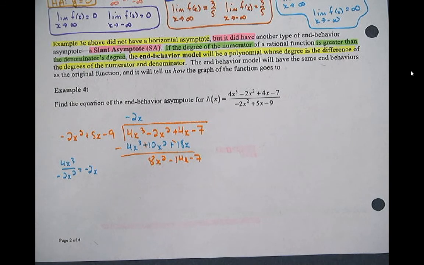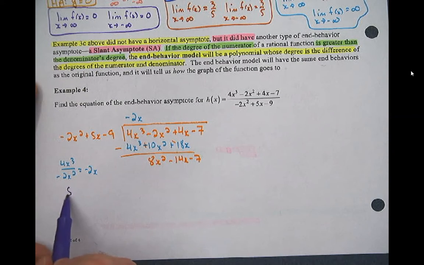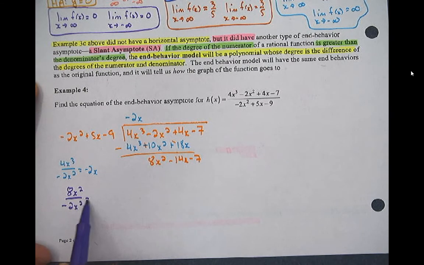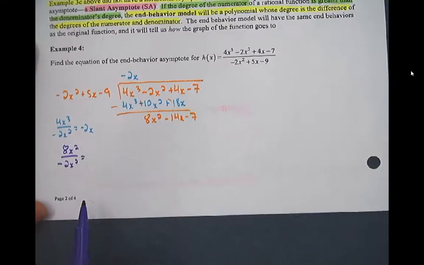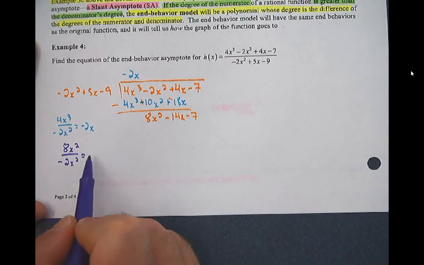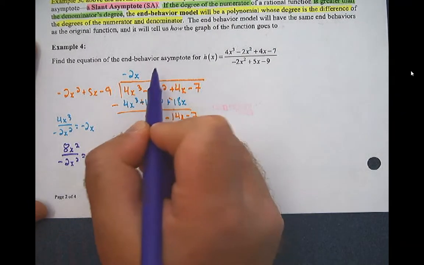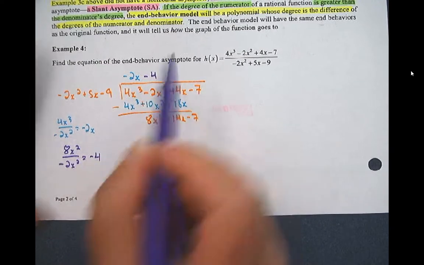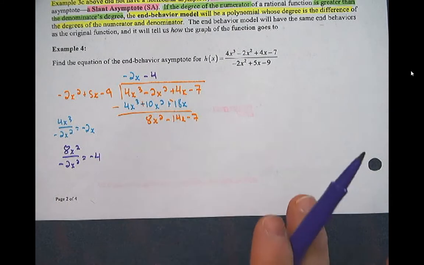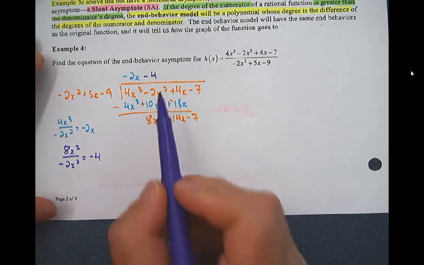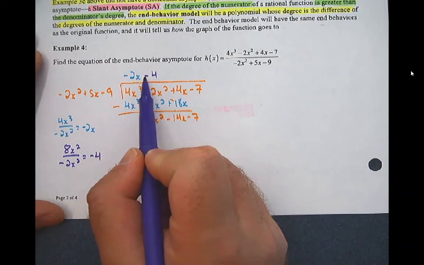Repeat. So now I'm taking 8x squared and I'm dividing it by negative 2x squared. The x squareds would cancel out. 8 divided by negative 2 would be negative 4. So now I can put a negative 4 here. And if you've done this enough, you know that the game's over at this point, but let's just go ahead and explain why that happens.